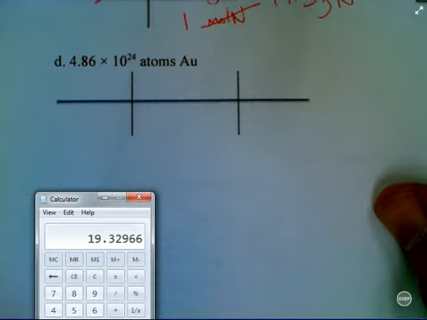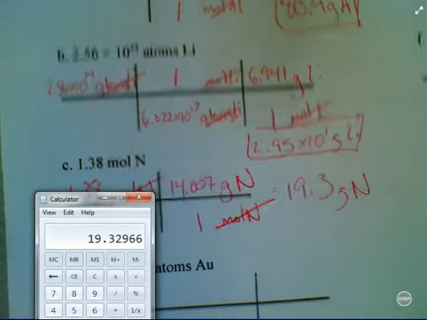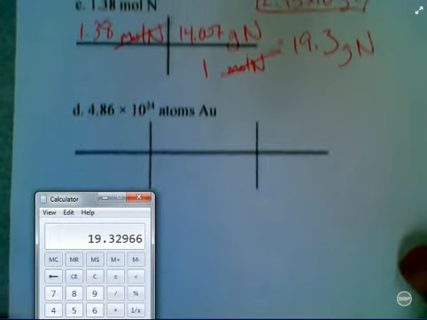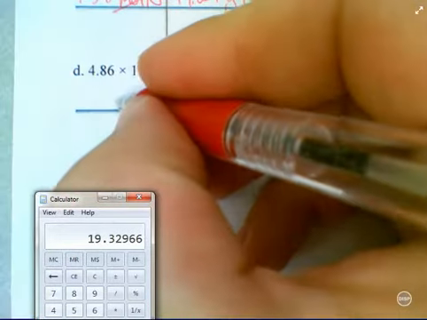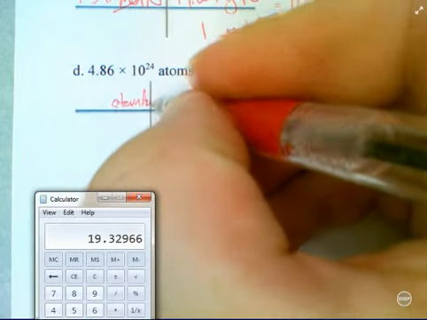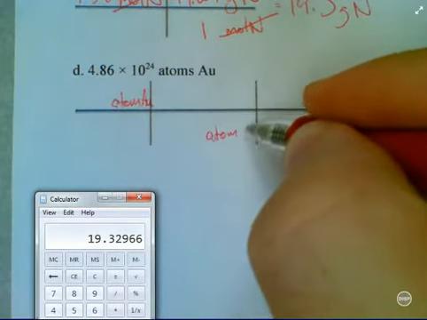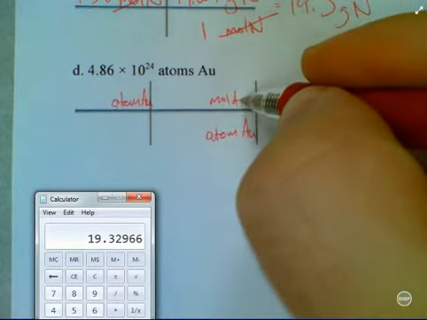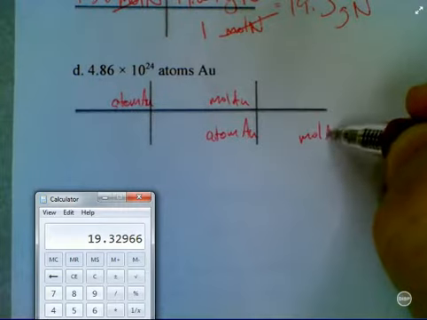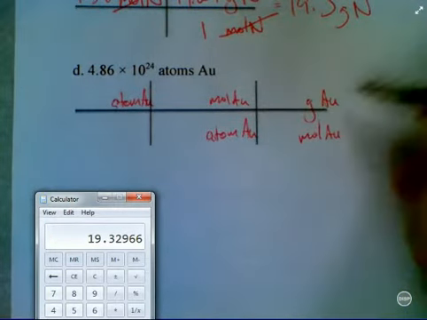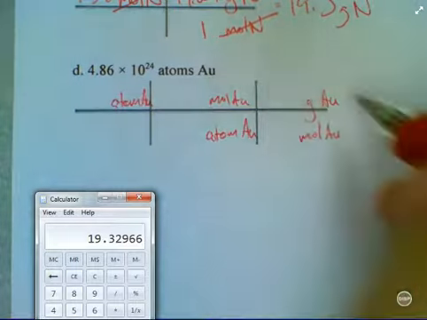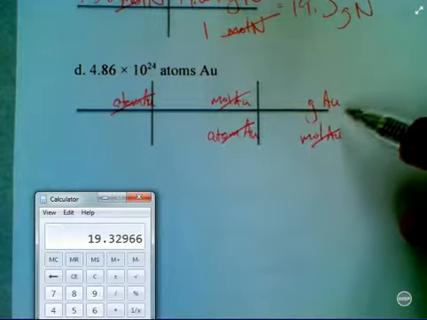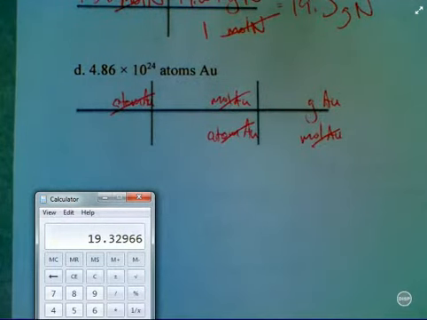Now we have another problem, just like B, where we're given atoms of an element, but we still want to go all the way to grams. So we're going to set up the conversions in the same style. We're going to start with atoms of gold. Have atoms of gold on the denominator as well, so that we can get into moles of gold, and then from moles of gold we can use the molar mass to go to grams of gold. So we have our units set up correctly because those two will cancel. These two will cancel, and the only unit I'll have left is grams of gold.